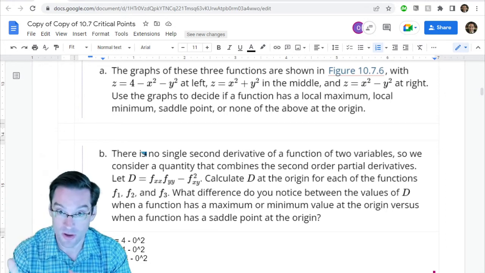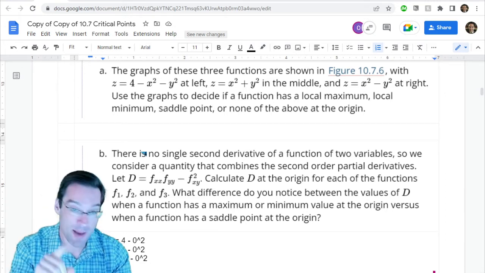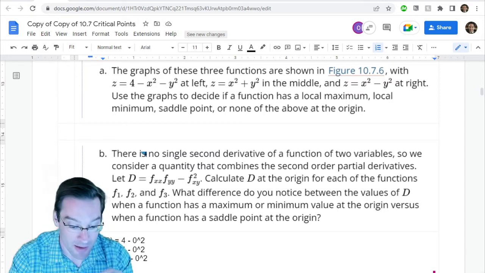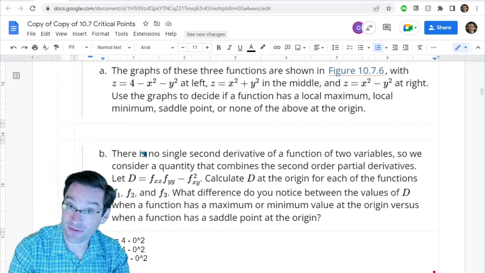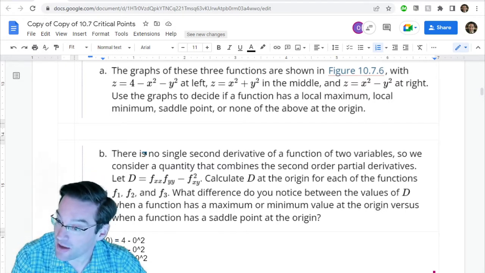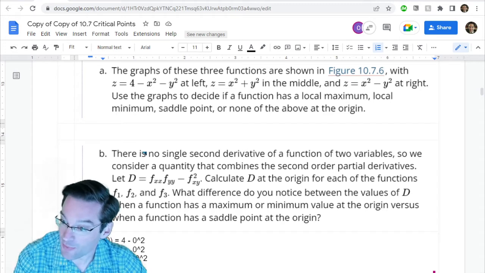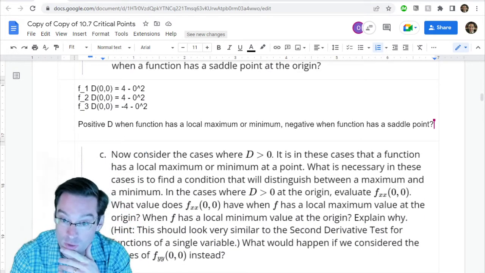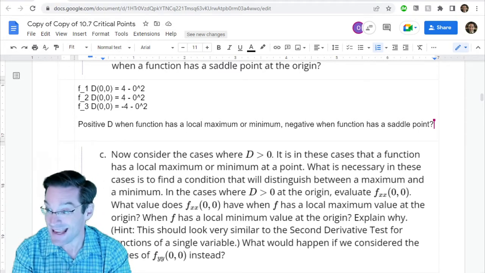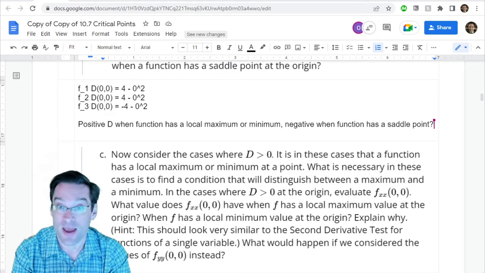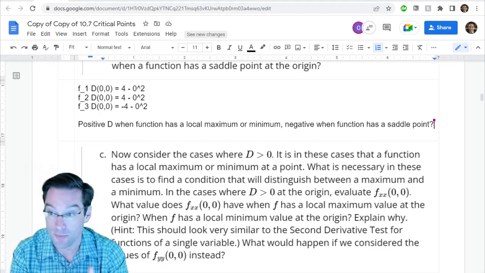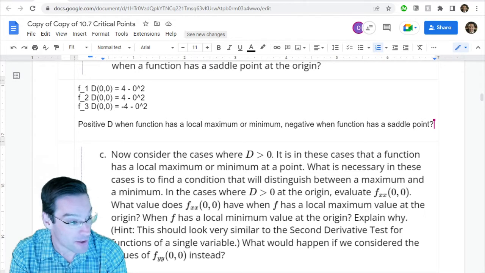The authors of this book call it capital D. I call it capital Greek letter delta, in the notes typically when I take them. I call this the discriminant of this particular quadratic. And what you're saying here is that when that quantity is positive, then we have a local extremum, either a local minimum or a local maximum. When that quantity is negative, then we know that we have a saddle point, or at least we don't have a local maximum or a local minimum.